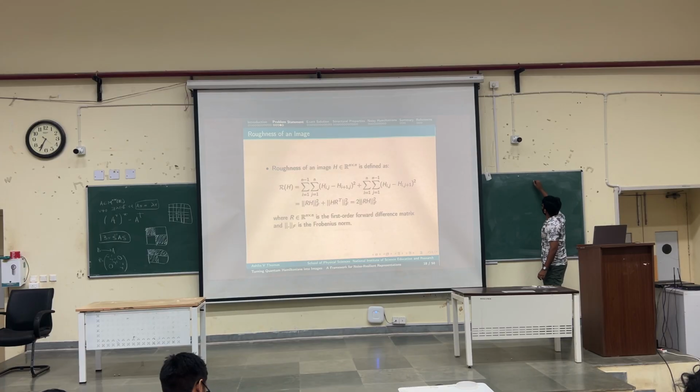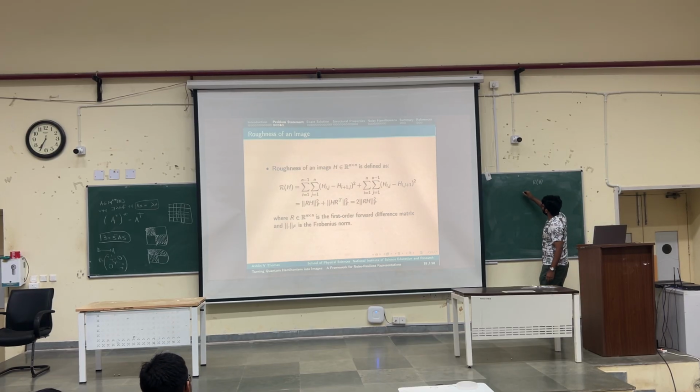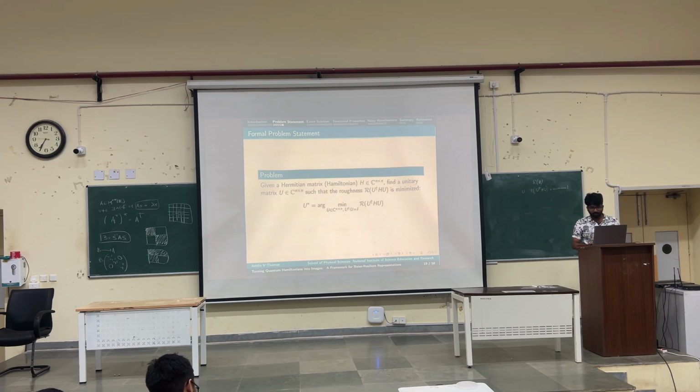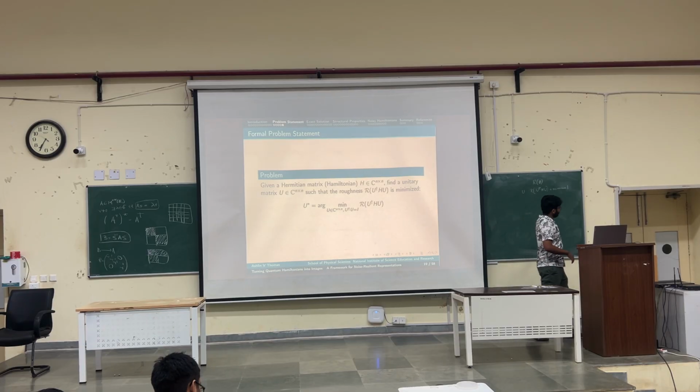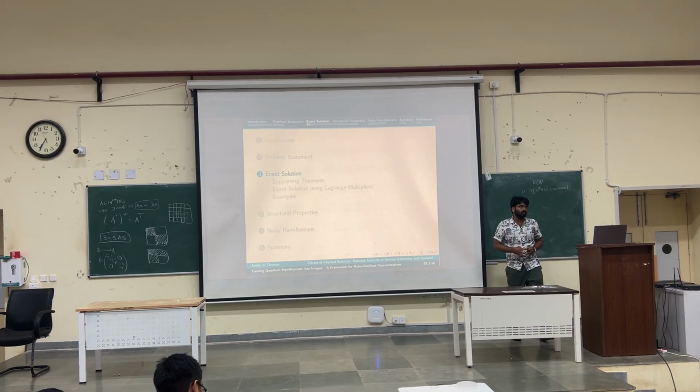So we have defined roughness of a Hamiltonian as R of H. What we want is the smoothest form of the Hamiltonian, or we want to minimize roughness. So we want to find a unitary transformation U such that R of U dagger H is minimum. This is a question that I am trying to ask. This is just the same thing written in a more complicated way. So now I propose an exact solution for this problem.